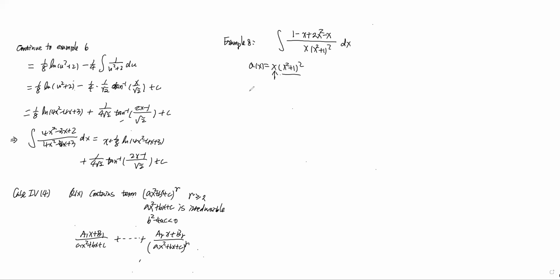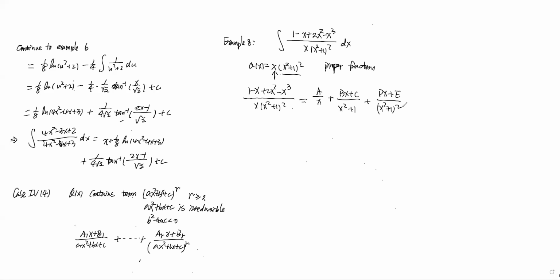If it is like this, you check that this is a proper function. The numerator 1 minus x plus 2x squared minus x cubed is cubic, and the denominator is degree five, so it's still a proper function. With x squared plus 1 completely squared, this is A/x plus (Bx plus C)/(x squared plus 1) plus (Dx plus E)/(x squared plus 1) squared.